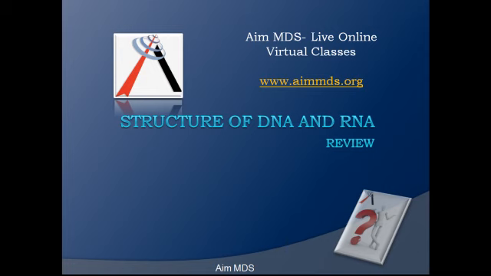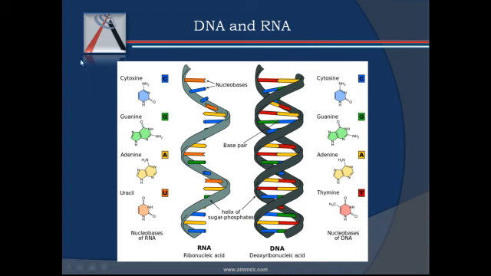Hi, in this video we'll be talking about the structure of DNA and RNA. When we talk about the structure of DNA and RNA of prokaryotes and eukaryotes, RNA is generally single-stranded, as we see here, while DNA is generally double-stranded.